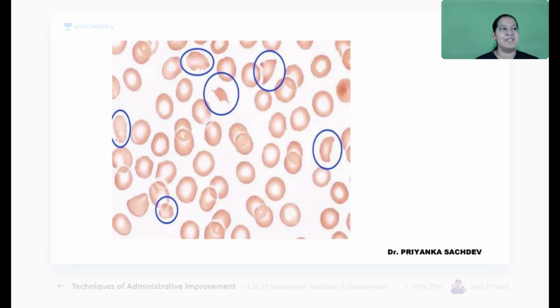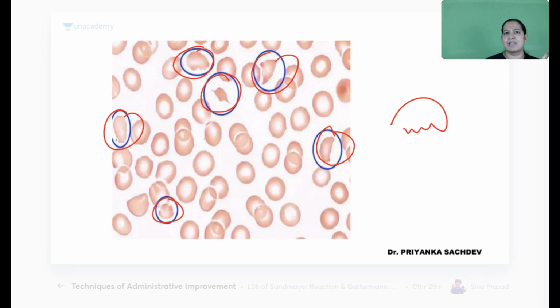So I'm moving on. Can you see the image? Various schistocytes are marked, circled. See all the cells which are circled. See the shape of them. It is irregular. It is not fixed. It is like this, something like this, something like this. They usually have pointed margins.